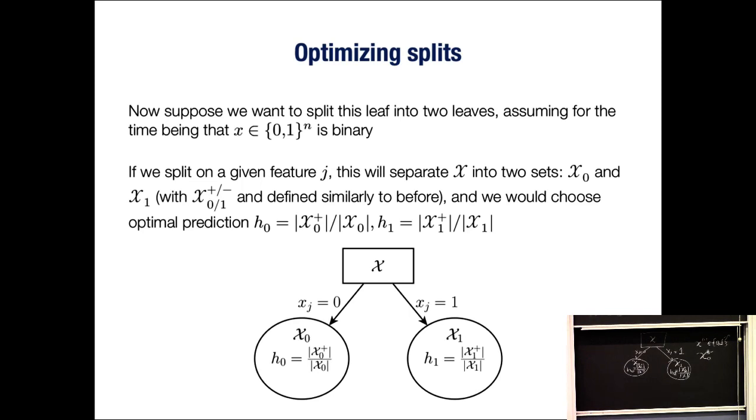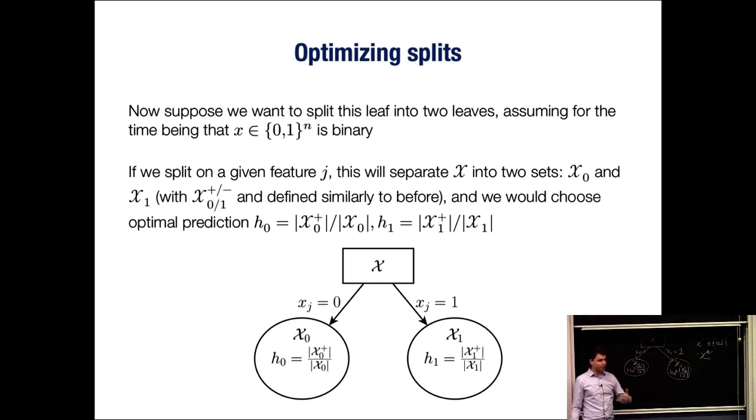So if I split, I will split my data set in this partition into two new partitions. And in each one, I'm going to try to minimize the loss. That will predict a constant value of h0 in this region and a constant value of h1 in that region.